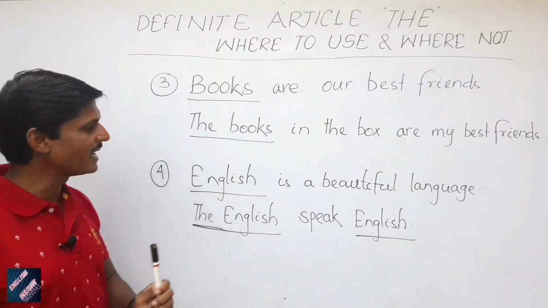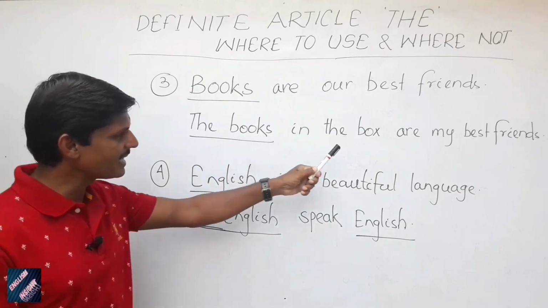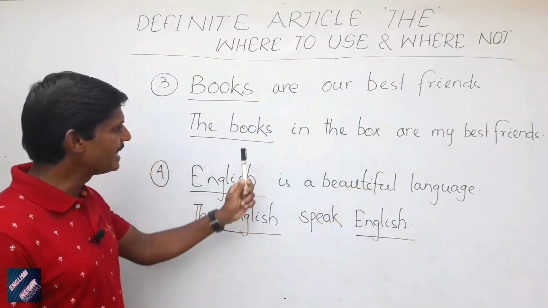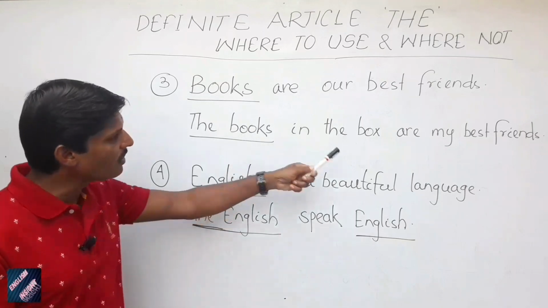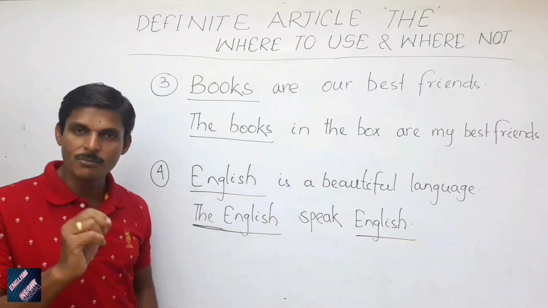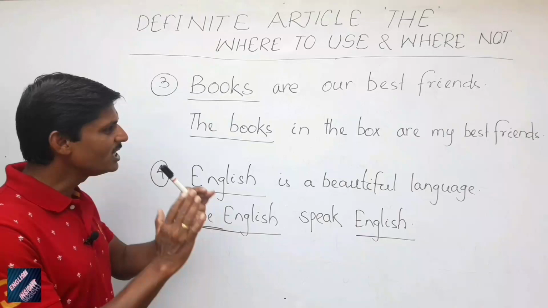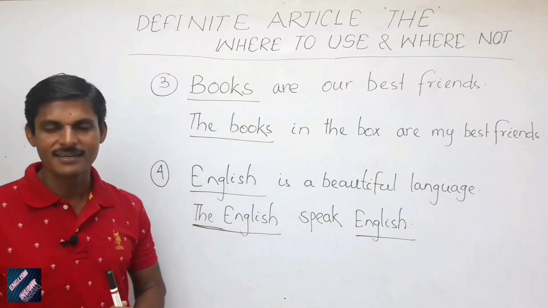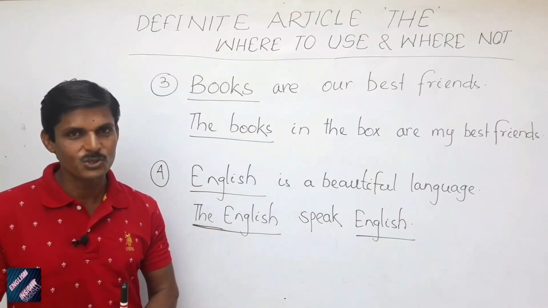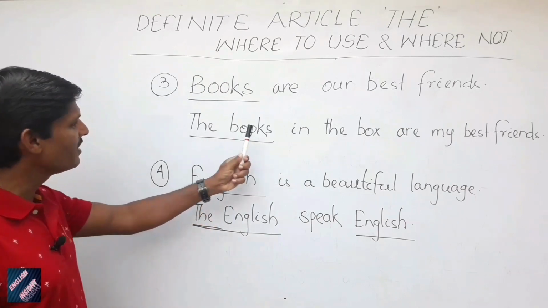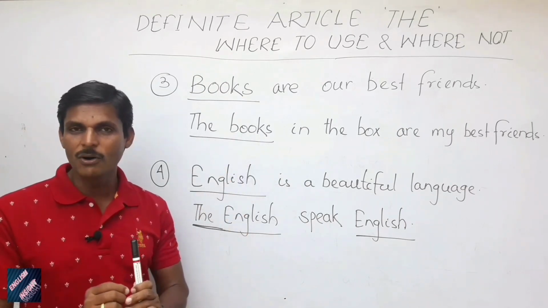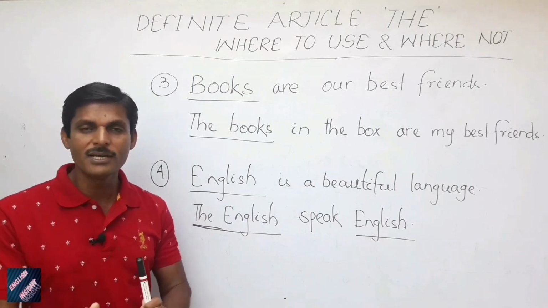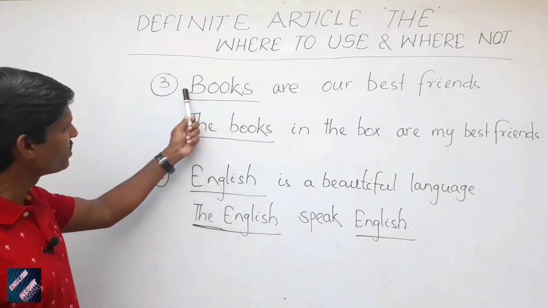But in the second sentence, the books in the box are my best friends. It is not used in a general sense, but particularly the books in the box. It means there are some books in the box and these books are my best friends. It is particularized here, so the is used before the word books. Again I am telling, if we talk about any plural countable noun in a general sense, we should not use the.